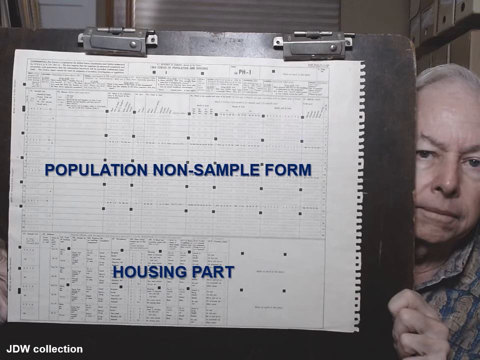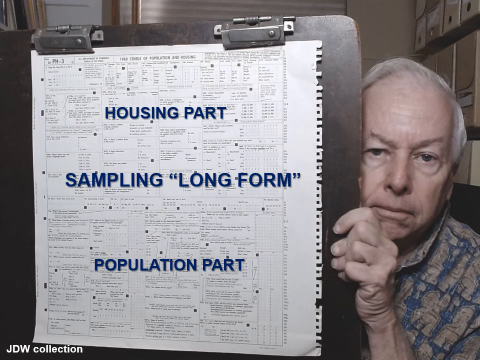Sure doesn't look like a census schedule. And this one is the non-sample form, the population non-sample form. There are some housing questions on the bottom, so we'll be able to see that. And a separate form for the long form, the sampling form, which has questions on population and questions on housing. That sure doesn't look like a typical census form. And that's what I'm going to show you and teach you about in this talk.